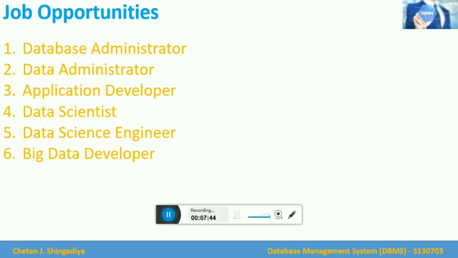The first one is that you will become a database administrator, a data administrator, a database application developer, or a data scientist, which is one of the hot jobs in the current IT industry. Once again, that is a data science engineer, and one more we have, that is big data developers, and many more jobs are there for this particular subject in the IT industry.